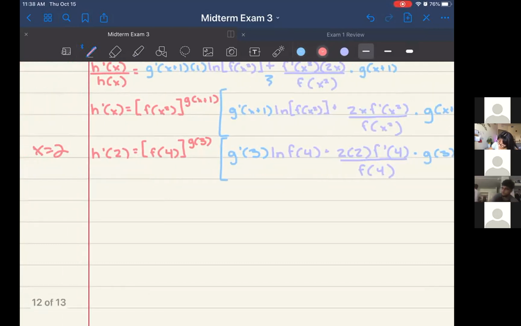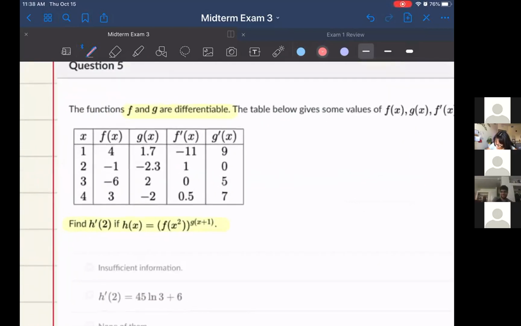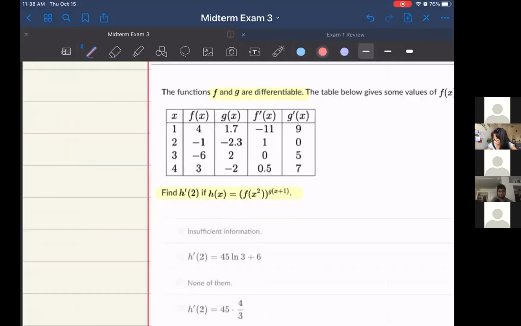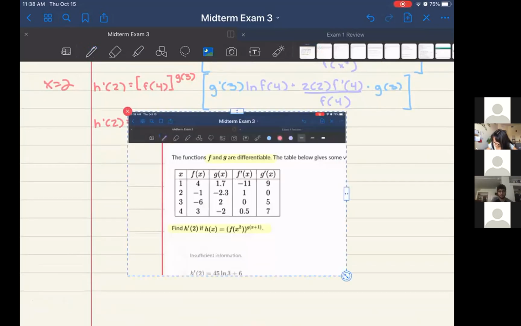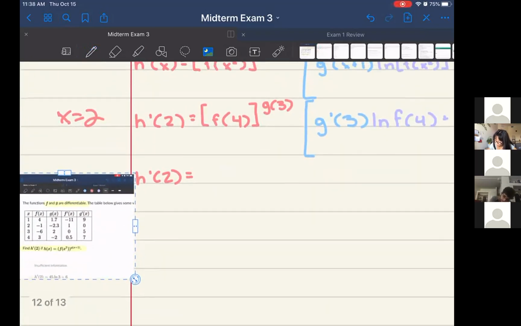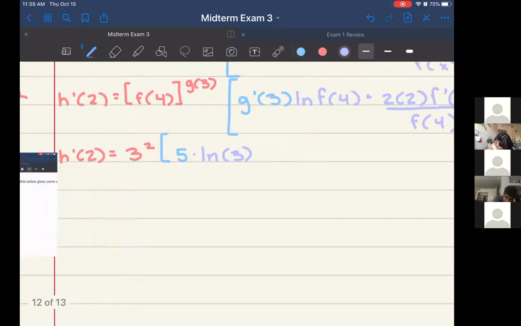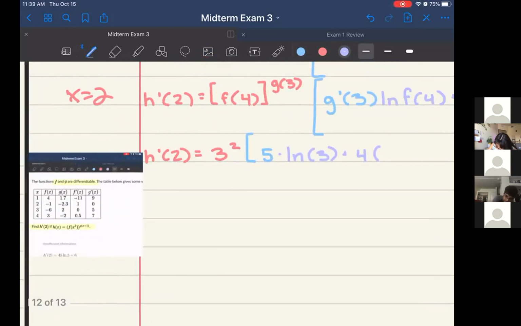And then we can start looking at the table. h prime of 2 is equal to f of 4. So we've got f of 4. I wonder if I can screenshot this and move it down. Okay, we can just put that right here. All right, so f of 4 is going to be equal to 3. 3 to the g of 3 is equal to 2. So 3 squared times g prime of 3 is equal to 5 times ln of f of 4. f of 4 is equal to 3, so 5 ln of 3 plus 2 times 2 equals 4 times f prime of 4.